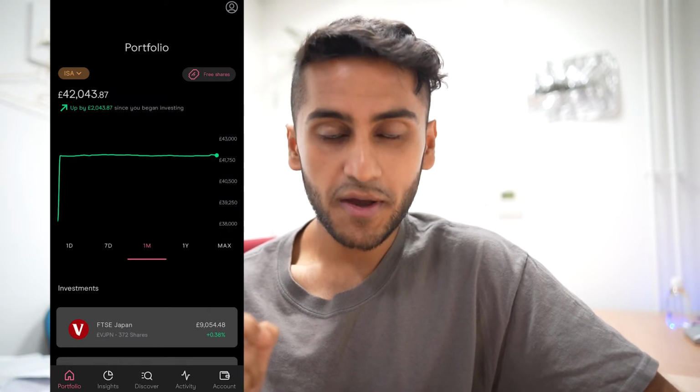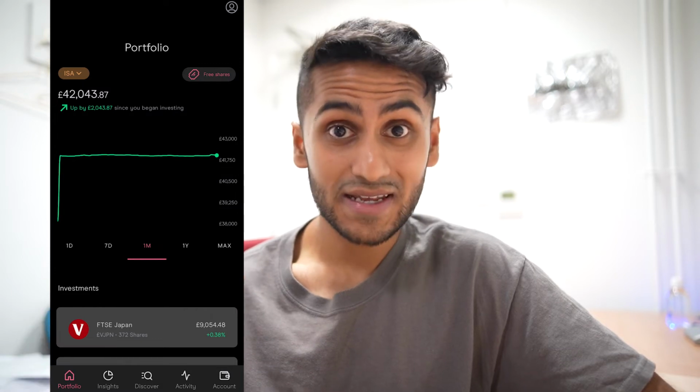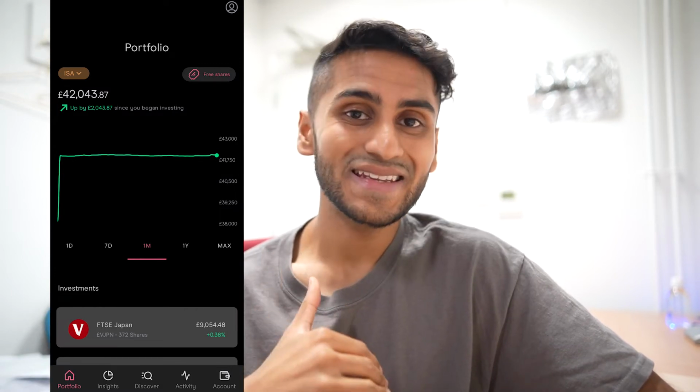So my ISA is a bit larger than my general investment account. So the current balance is £42,043.87, and it's up by £2,000. So for my ISA, I had a completely different strategy, which is to not be stupid and select individual stocks and to invest in ETFs only.